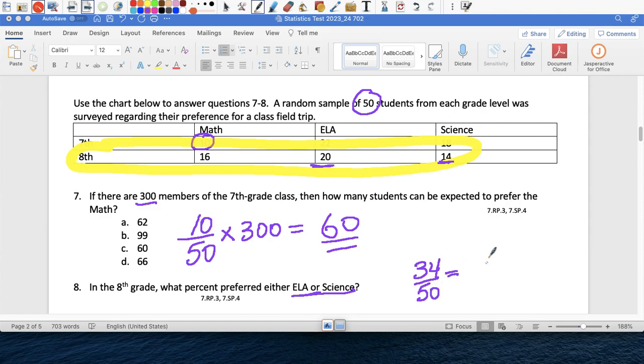And we want to change that to a percentage. So in your calculators, you can do 34 divided by 50, and you get 0.68. Right? And 0.68 becomes 68%.